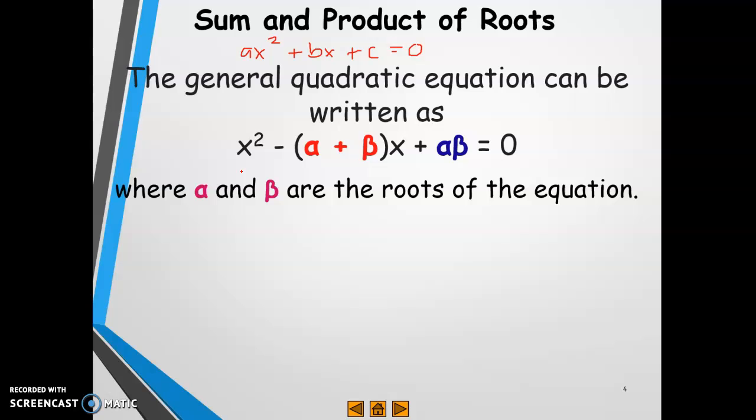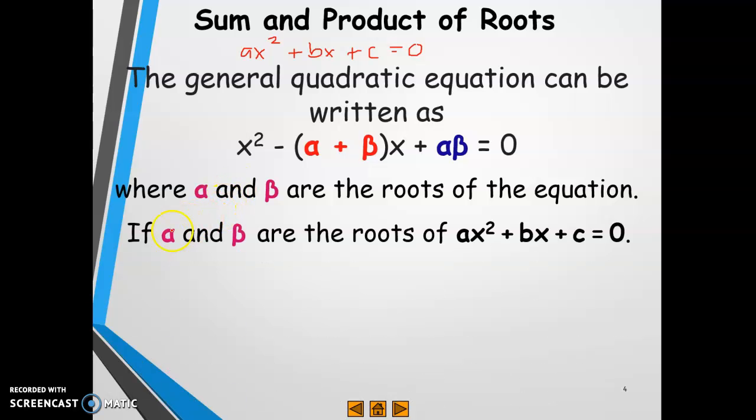So what we are going to do today is to find the sum. If alpha and beta are the roots of ax squared plus bx plus c equal to 0, then how do we get the sum and the product? If you're looking for the sum of the roots, we just add the roots. Literally, we add them.